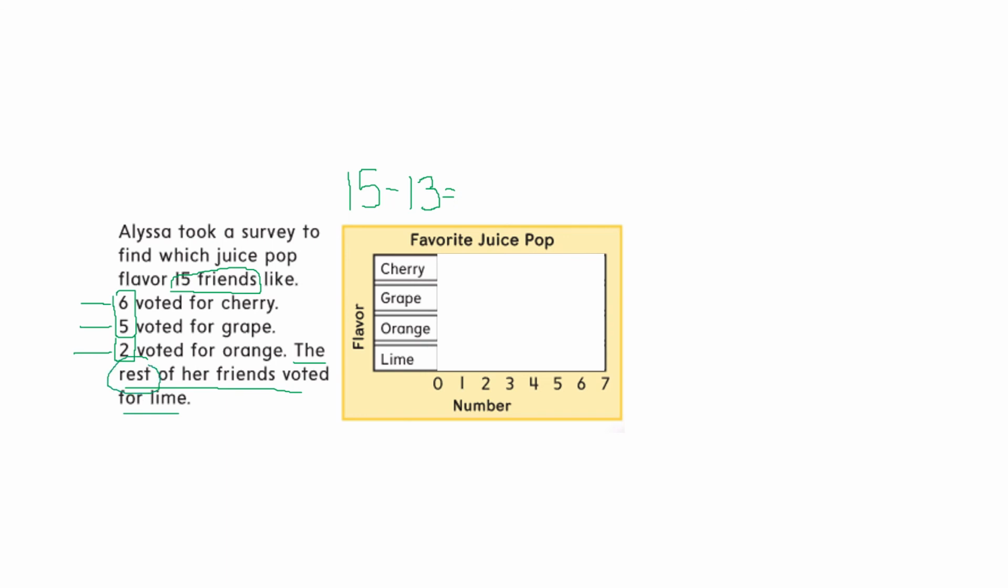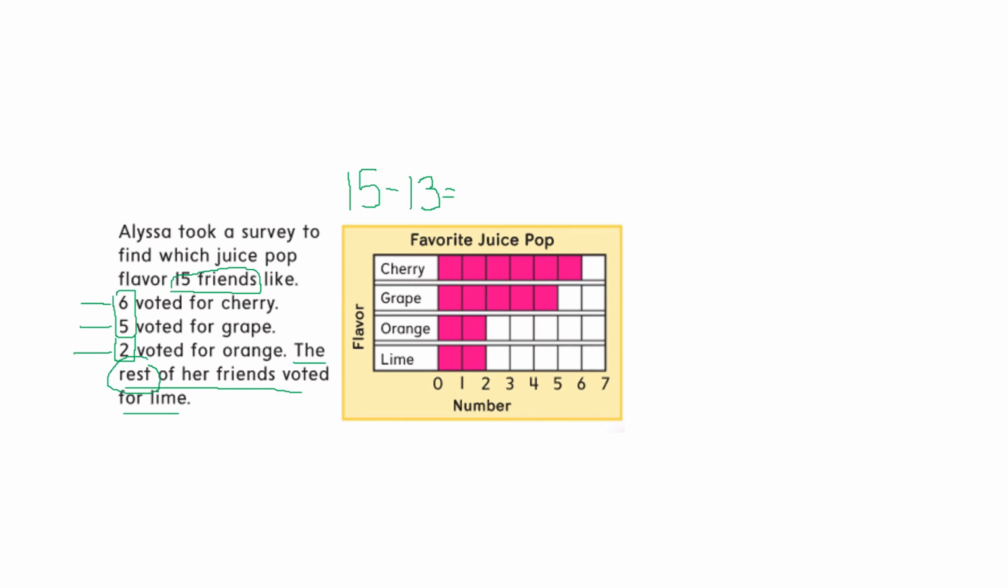So let's graph the easy part. We know that 6 voted for cherry, 5 for grape, and 2 for orange. Great. We have 13 rectangles filled in, colored in. So what's left? 15 minus 13 equals 2. See how helpful this can be?